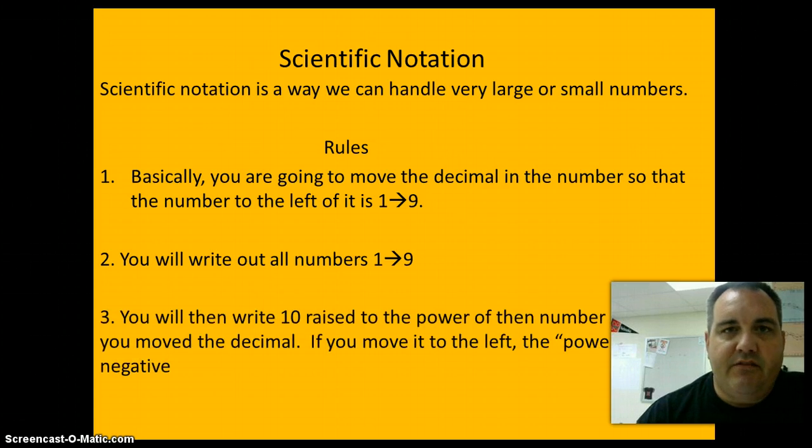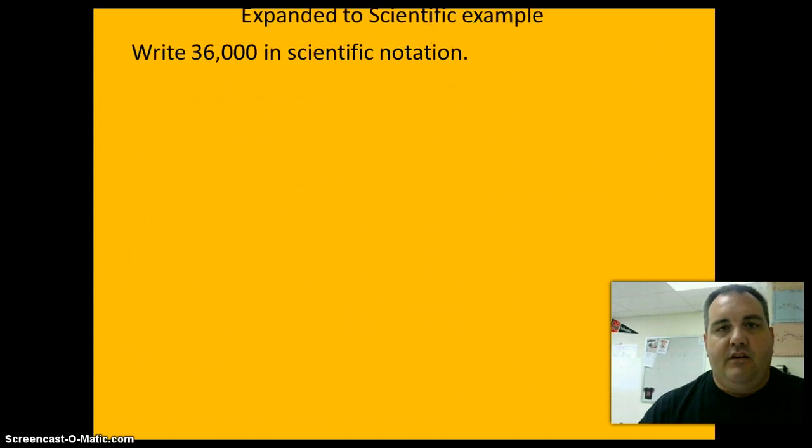Eventually then you're going to write out times 10 raised to the power of how many times you moved that decimal. So if you move that decimal to the left 4 times, it's going to be times 10 raised to the 4th. If you move it to the right, though, you're going to write times 10 to the negative 4th. Okay, the positive tells you it's a number bigger than 1, and the negative tells you it's a decimal, it's less than 1.